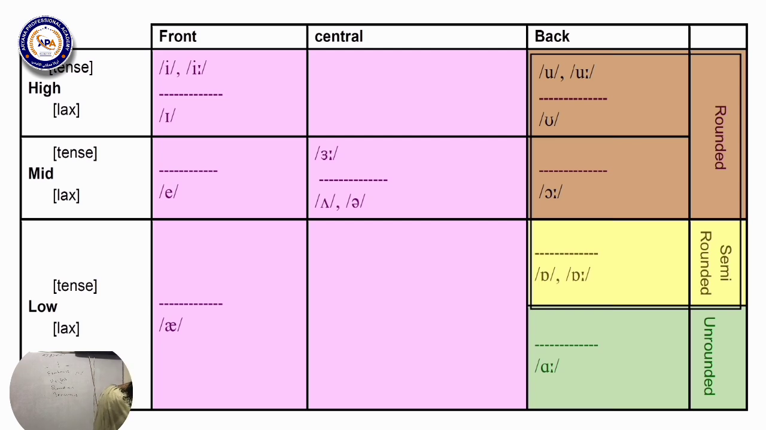And finally we come to back vowels. In back vowels, the first area is high vowels, oo and o, in which two of them are tense, oo, and the lower one, o, that is lax. But all three are round vowels because your lips are rounded.